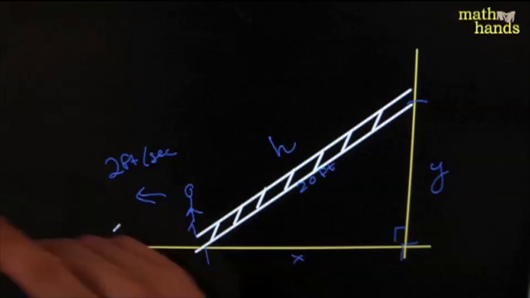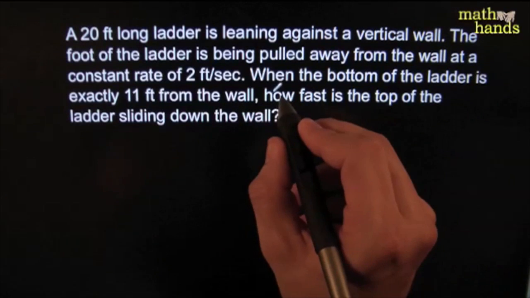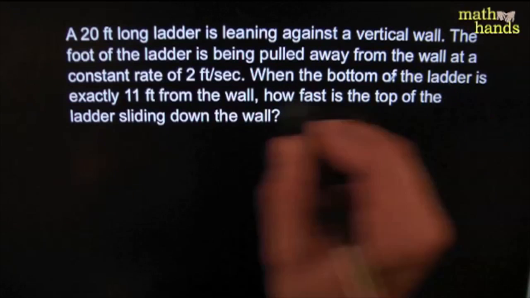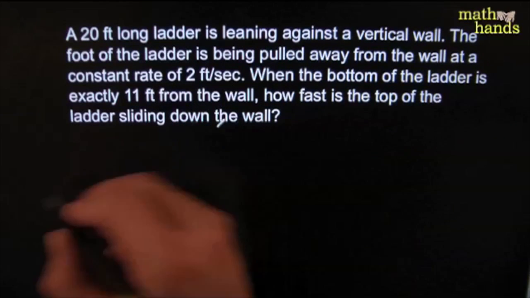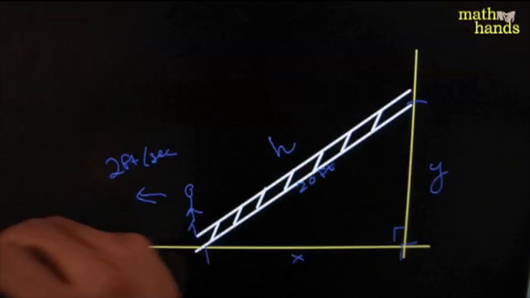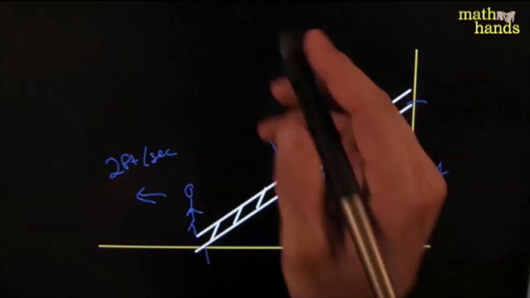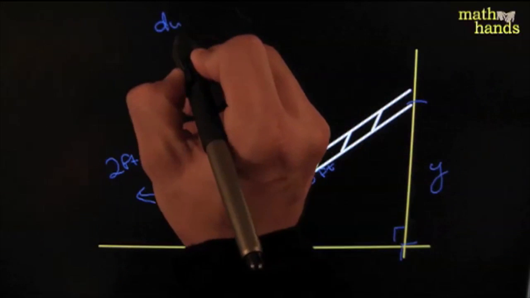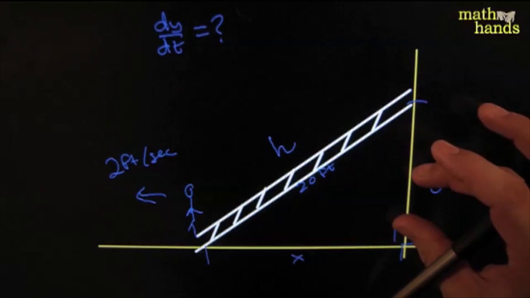And then they're asking here's a bombshell right here, the bombarded question: when the bottom of the ladder is exactly 11 feet from the wall, how fast is the top of the ladder slipping? Say what? How fast is the top of the ladder slipping? They're asking dy/dt. How fast is y changing?